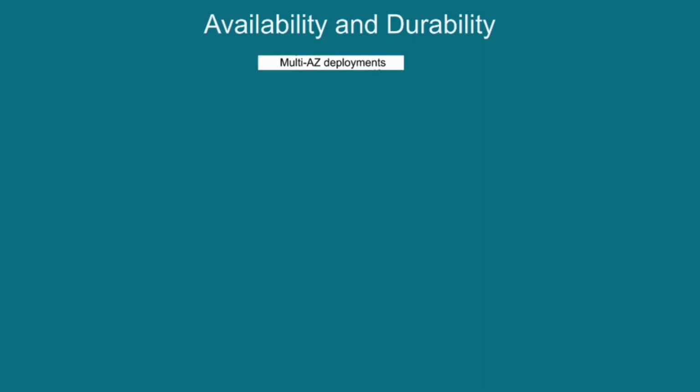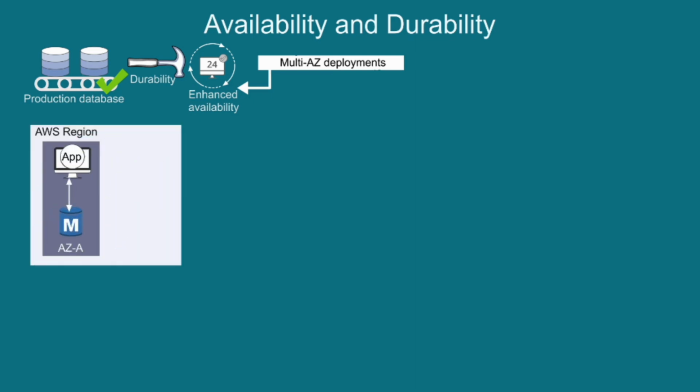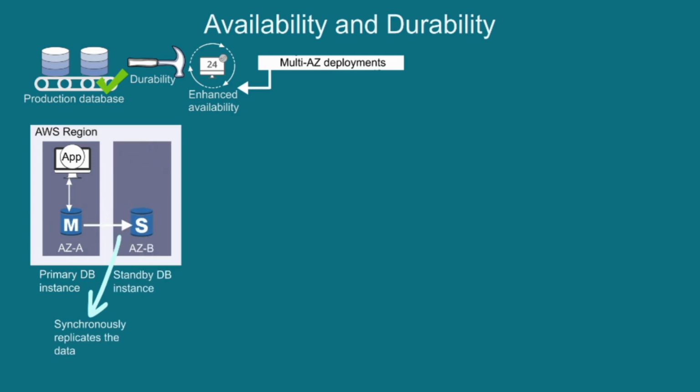Amazon RDS multi-AZ deployments provide enhanced availability and durability for database instances, making them a natural fit for production database workloads. When you provision a multi-AZ DB instance, Amazon RDS automatically creates a primary DB instance and synchronously replicates the data to a standby DB instance in a different availability zone, in the same or a different region.